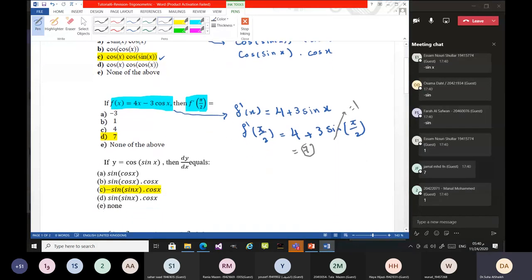Now here they are giving me again cosine of a sine. Again, if I want to find the derivative, I say the derivative of the cosine is minus sine of the sine x. But I should multiply with the derivative of what is inside, which is sine x. I should find sine x dash. Sine x dash is cosine. So it will be minus sine of sine x multiplied with cosine x. And the correct answer is C then.